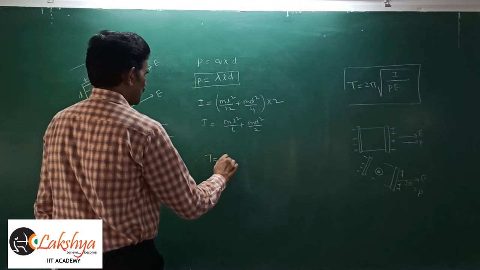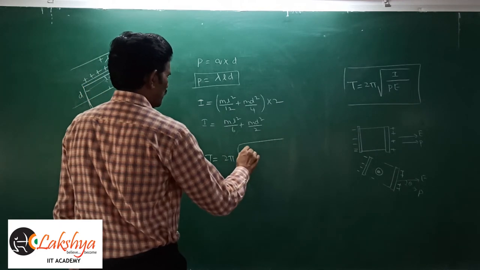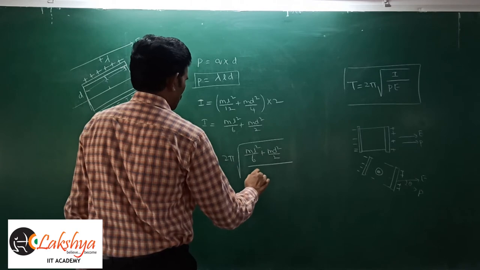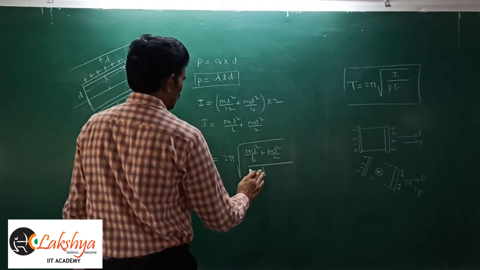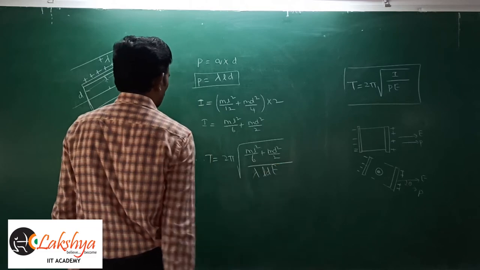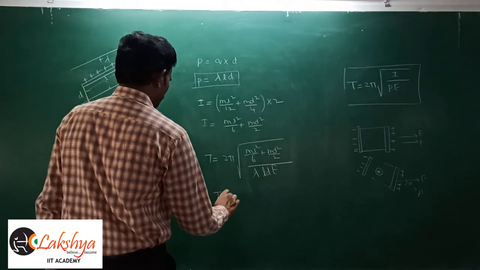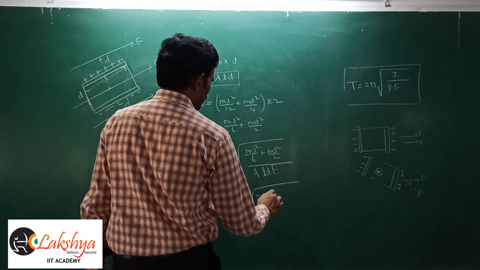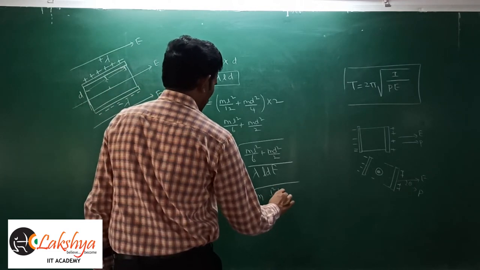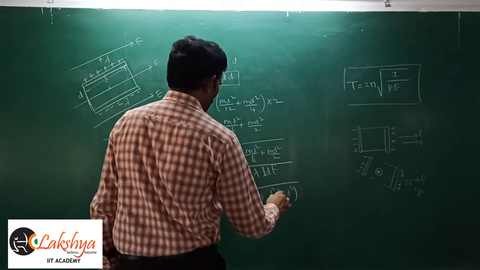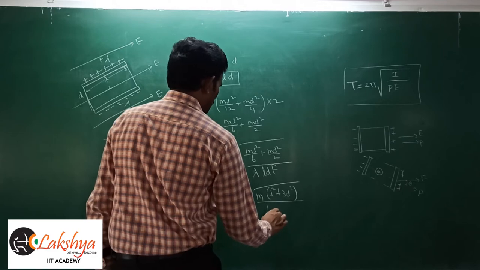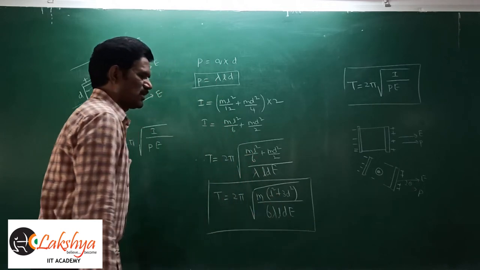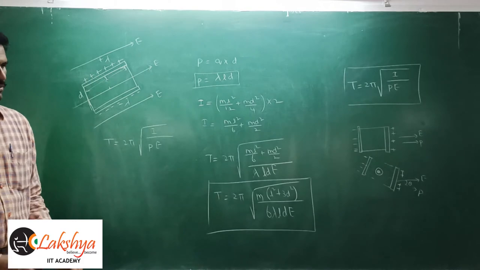Therefore, the time period we can write as T is equal to 2 pi into the square root of, ML square by 6 plus MD square by 2, divided by P E, where P is lambda into L into D. You can take the LCM and simplify that. If I take M common, it will be L square plus 3D square by 6 lambda L into D into E. That will be the expression for the time period of oscillation of such a system.